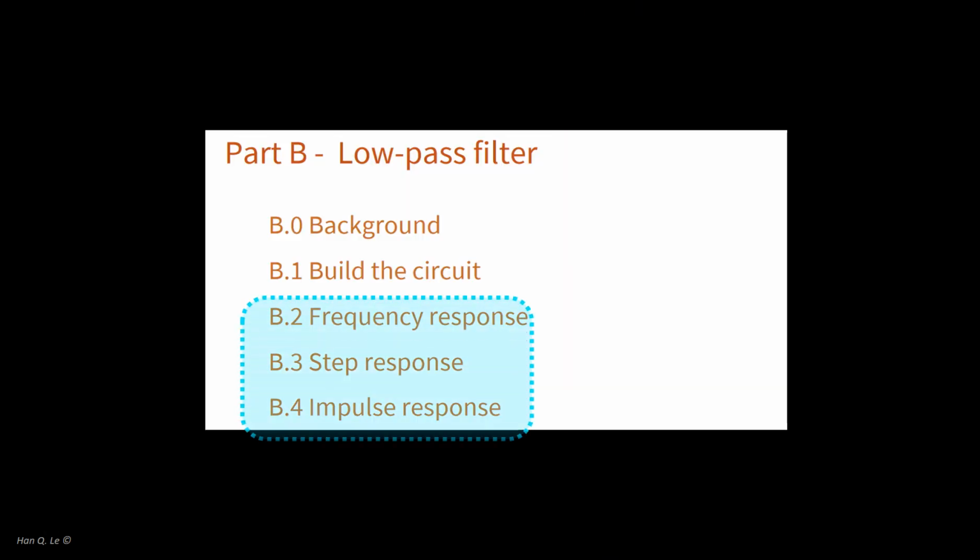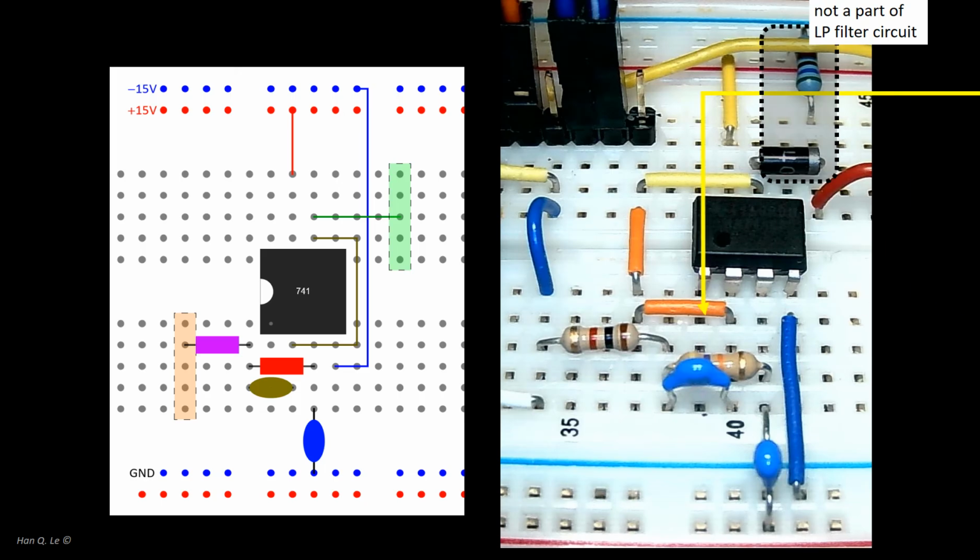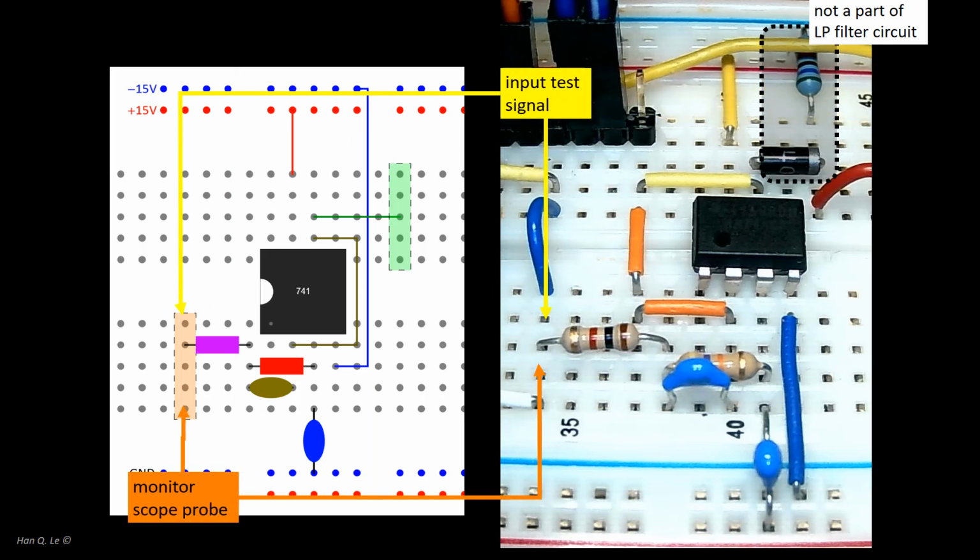Steps B2 to B4 are straightforward and similar to those in Part A, or those Lab 5 and Lab 4. Once the measurement connection is set up, the only differences between the steps are the various waveforms and frequencies. The input test signal and a monitor scope channel should be connected to the circuit input, which is the input terminal of the 1 kilo ohm resistor. A second scope channel should be connected to the circuit output, which is pin 6 of the op-amp. In a test of the circuit on its own, all other connections to other circuits as shown in the photograph should be disconnected.